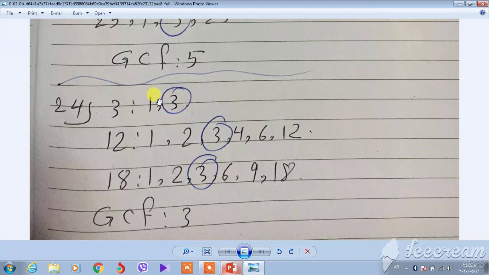Now the common factors are 1 and 3. 6 is also a common factor of 12 and 18, but 3 doesn't have the factor 6, just 1 and 3. So which one is the greatest common factor between the three of them? 3 is the greatest common factor, so the GCF, or greatest common factor, is 3.